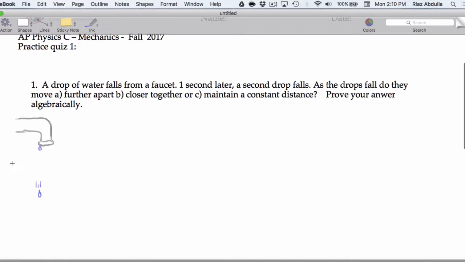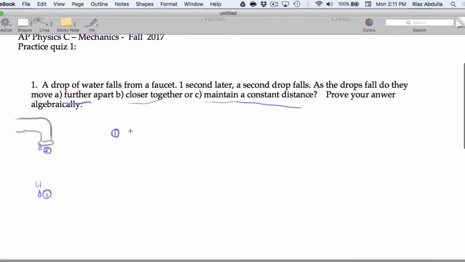right? And then 1 second later, so this is drop number 2, and this is drop number 1, and we want to know what happens as the drops fall. Do they move further apart, move closer together, or maintain a constant distance? And we're going to prove our answer algebraically. So let's look at drop number 1.